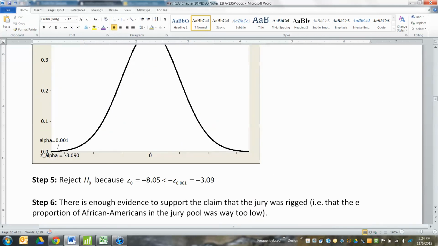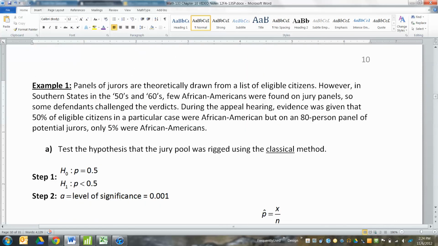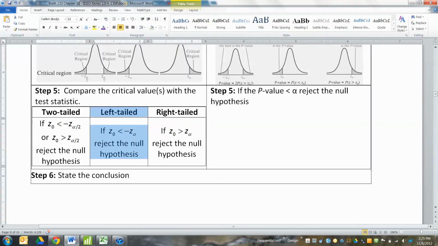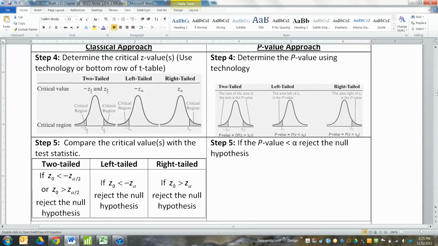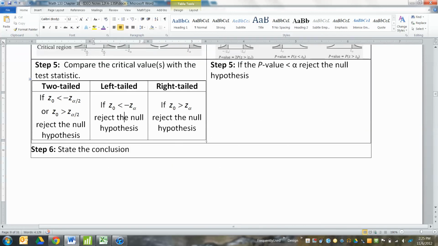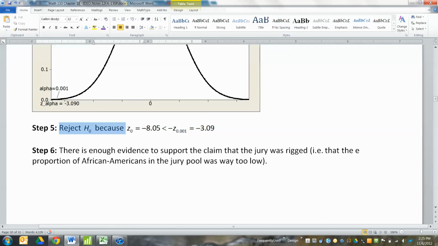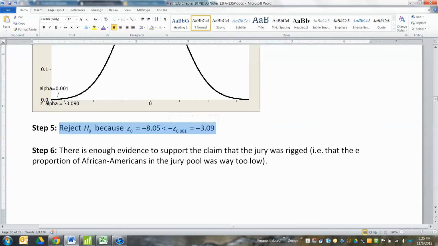All right. Now, we are going to be rejecting the null hypothesis. According to this thing right here, the left-tailed test, if Z0, which is what we found up here, which was negative 8.05, is less than that negative Z alpha critical value of negative 3.09, we will reject the null hypothesis, which in this case we will. So we're going to write, I reject the null hypothesis because that Z0, which is negative 8.05, is less than negative 3.09.